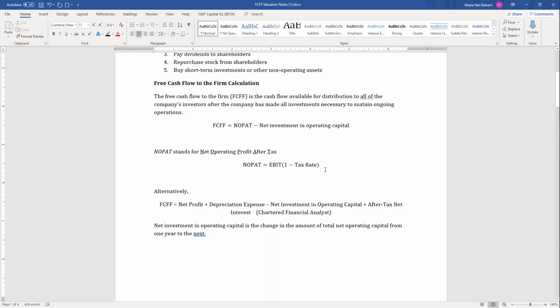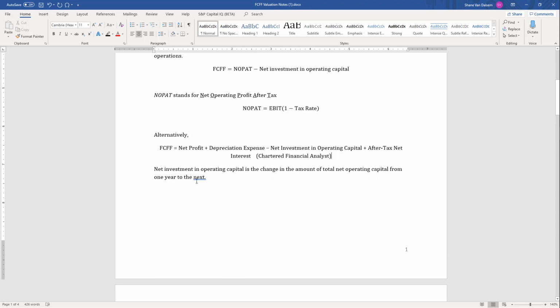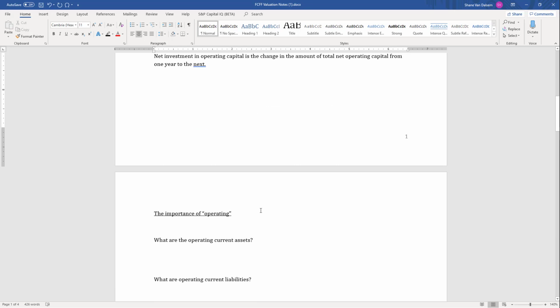A lot of textbooks use this top one, and it's one that I commonly use as well. There's, again, not a big difference between these two calculations, and for purposes of our assignment, I'm going to show you this method up here, the first method. Net investment in operating capital is the change in the amount of total net operating capital from one year to the next. So what's the importance of operating?